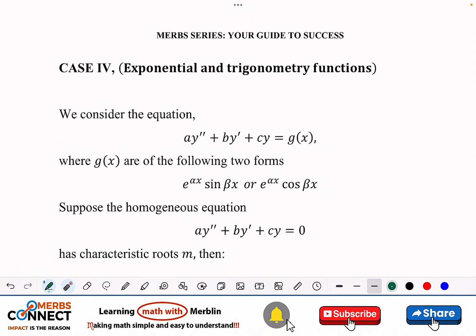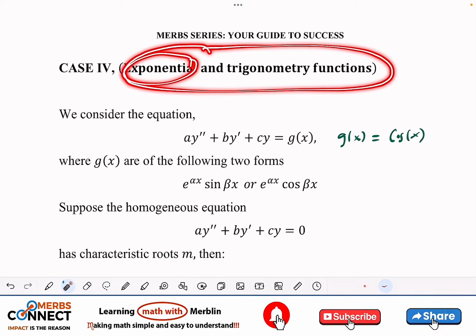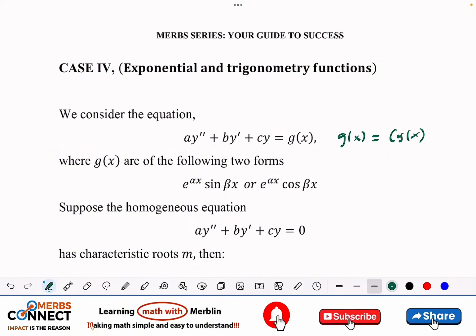Now let's look at another aspect. Let's look at when we have an exponential function and a trig function. So for the trig function, we are looking at the sine and then the cos, right? So the non-homogeneous aspect is in terms of a trig function. And somebody will ask, let's assume that g of x is equal to cos x, but we are saying that it should be in terms of this exponential function and this. So here, anytime we see something like g of x equal to cos x, then this is the same as e to the power 0 cos x. So this one goes together.